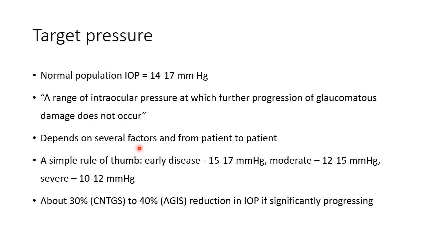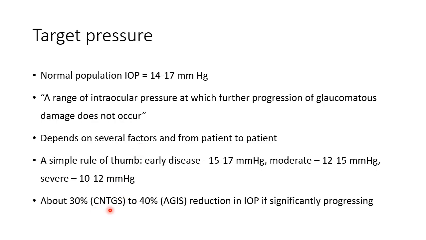A simple rule of thumb to remember, if you can, is that for early disease, just aim for 15 to 17 millimeters of mercury. For moderate, 12 to 15, and for severe, you have to aim in the lower teens, that is 10 to 12 mmHg, or sometimes even 8 to 10 mmHg for that matter. If you cannot remember that, you can remember the figures 30% and 40%.